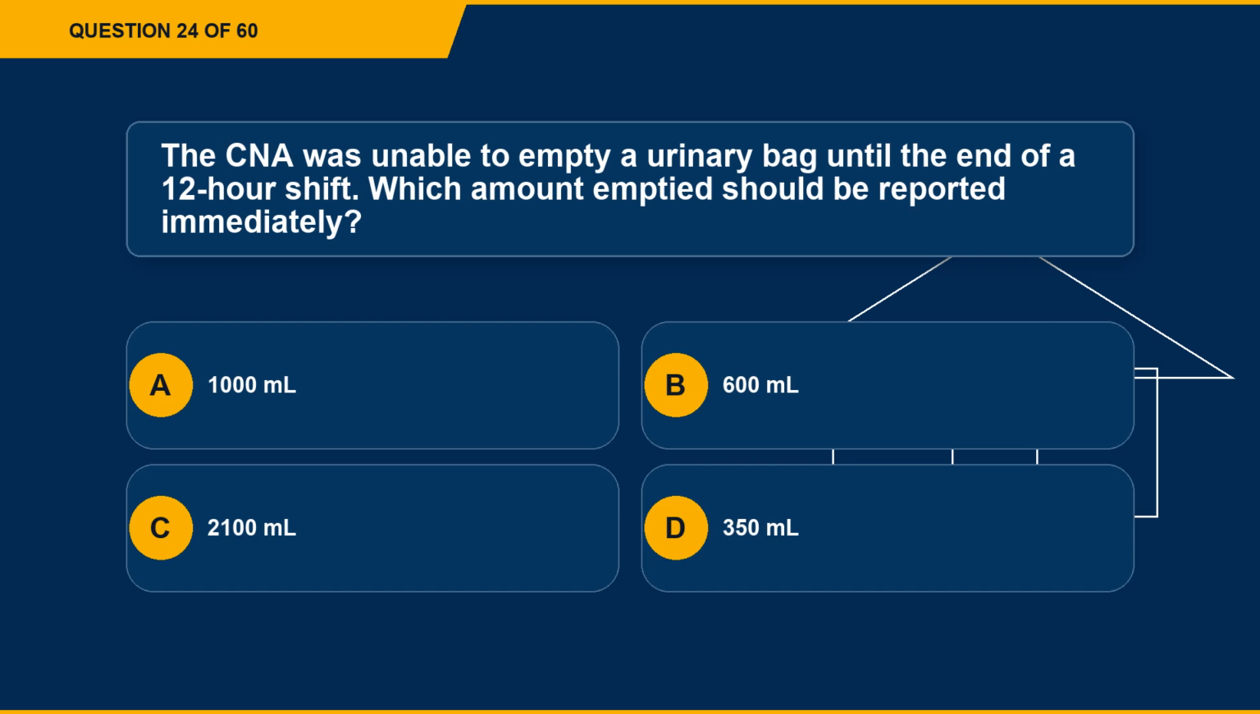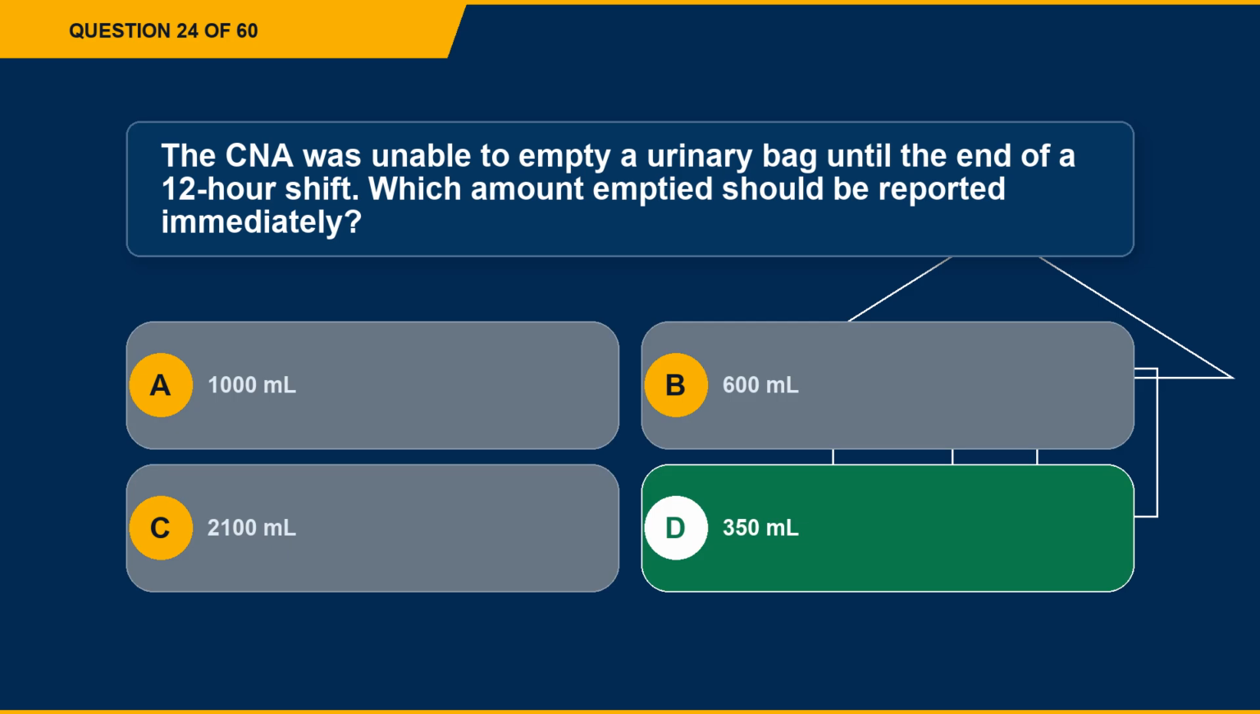Question 24. The CNA was unable to empty a urinary bag until the end of a 12-hour shift. Which amount emptied should be reported immediately? Option A, 1,000 milliliters. Option B, 600 milliliters. Option C, 2,100 milliliters. Option D, 350 milliliters. The correct answer is option D, 350 milliliters.